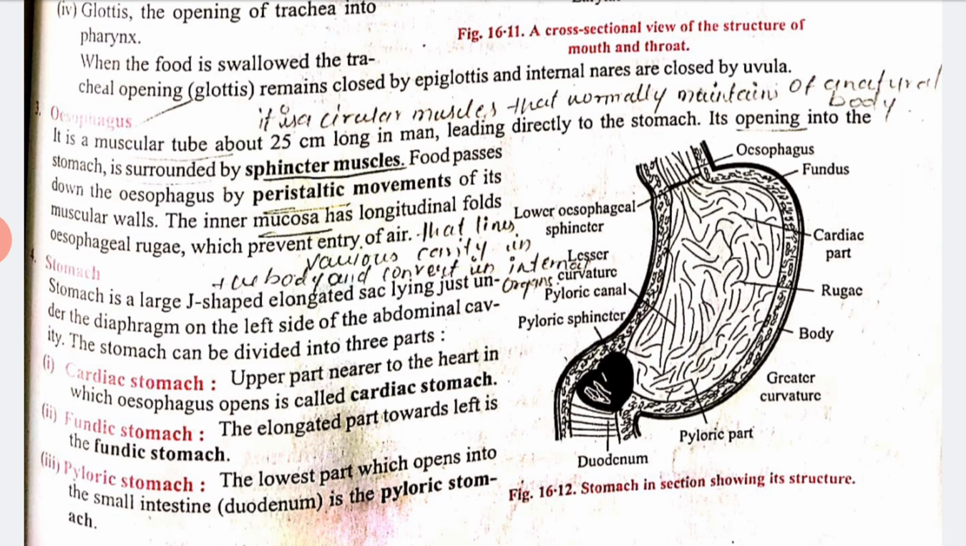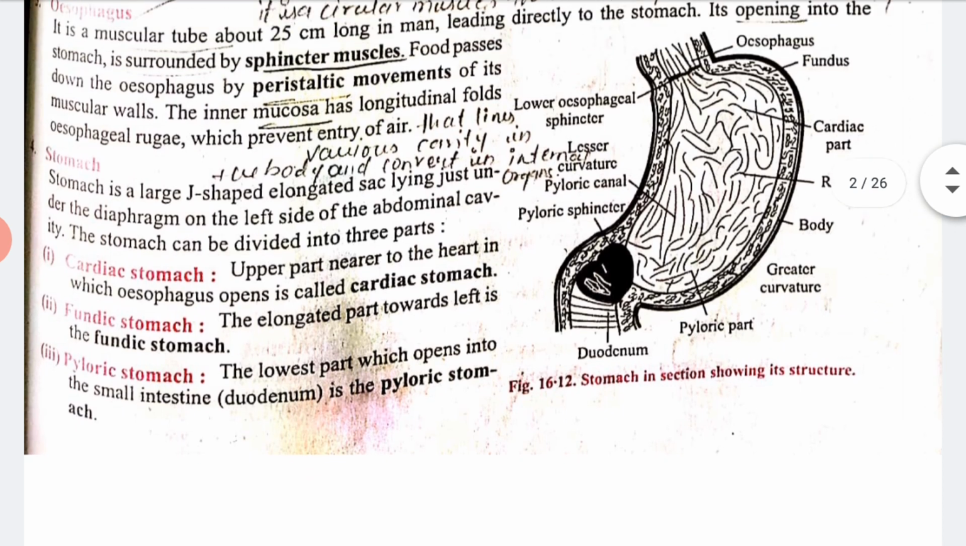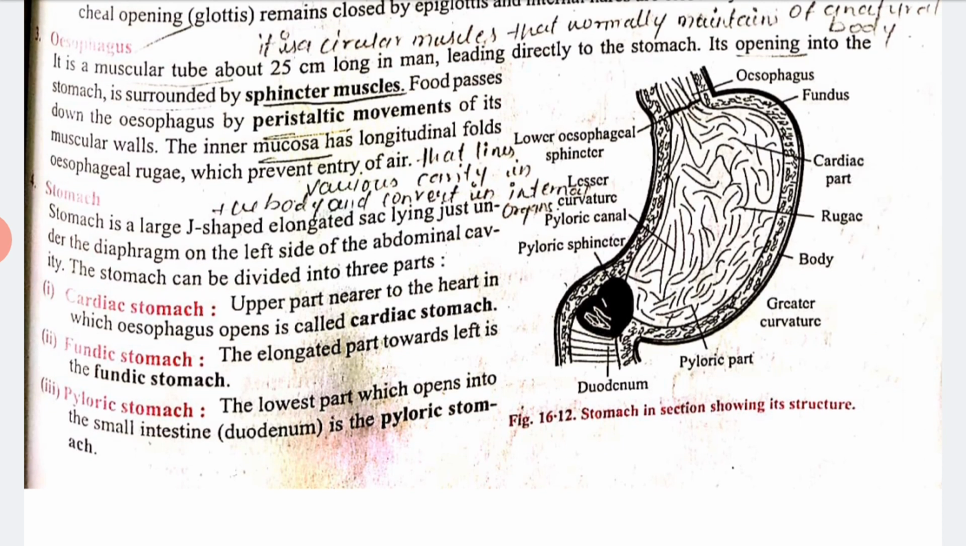Now next we have the stomach. We are already aware of this, right? The stomach looks like a J-shaped elongated sac lying just under the diaphragm on the left side of the abdominal cavity. The stomach can be divided into three parts. Look at this picture, figure 16.12, the structure of a stomach. It is divided into the cardiac stomach, fundic stomach, and pyloric stomach.